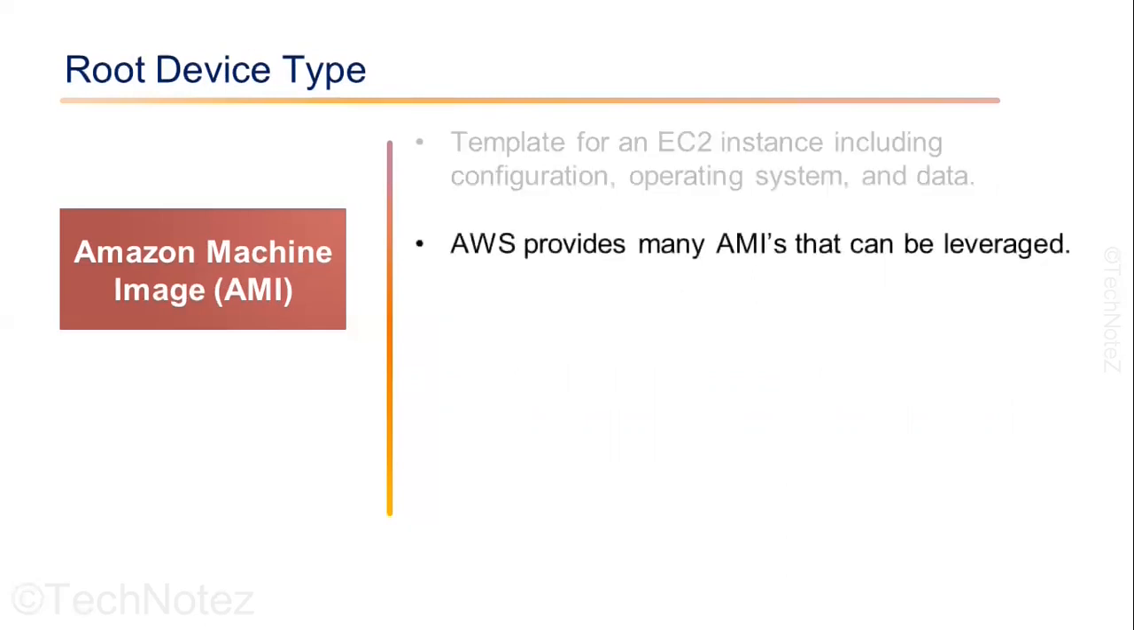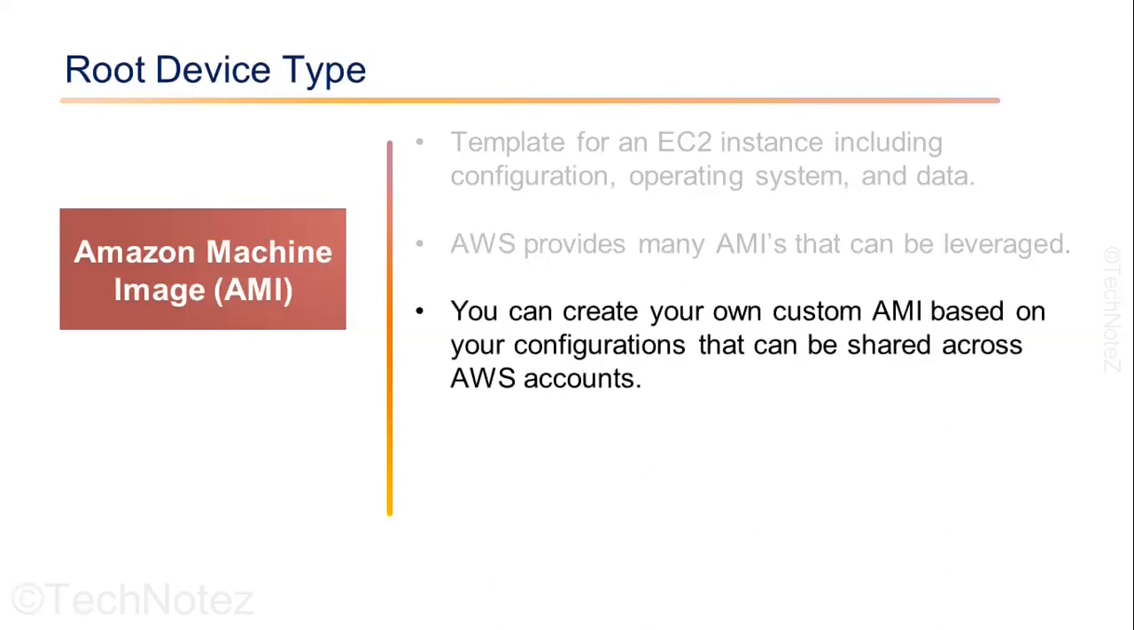AWS provides many AMIs that can be leveraged to launch the EC2 instances. You can create your own custom AMIs that can be shared across AWS accounts. For example, imagine you want to start a website and you want to use a specific type of software to run on it. An AMI has all the necessary software and configuration to run that website. So you can launch an EC2 instance using that AMI and your website will be ready to go. It's like buying a pre-built computer instead of building one from scratch.